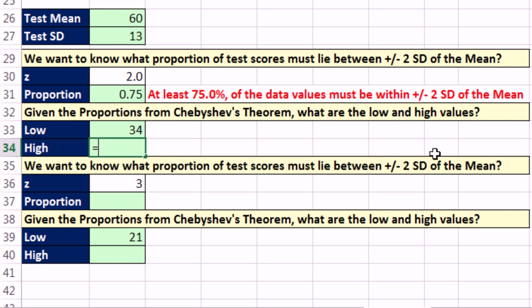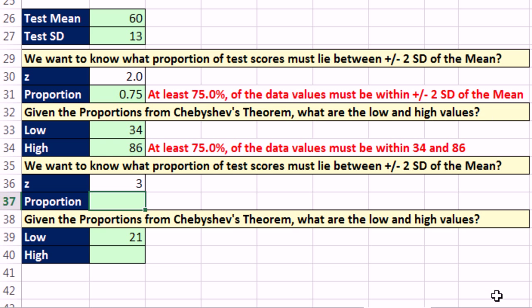For the high, we're going to take our 60, that's our average, and add how many standard deviations? 2 times the actual amount of the standard deviation, 13. Control Enter. So at least we can refine our statement now. At least 75% of the data values must be within 34 and 86 points.